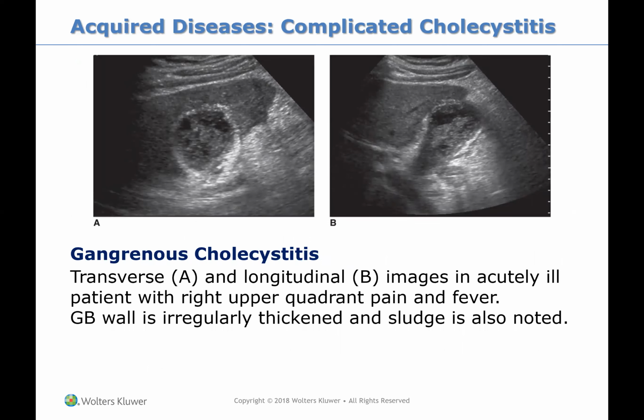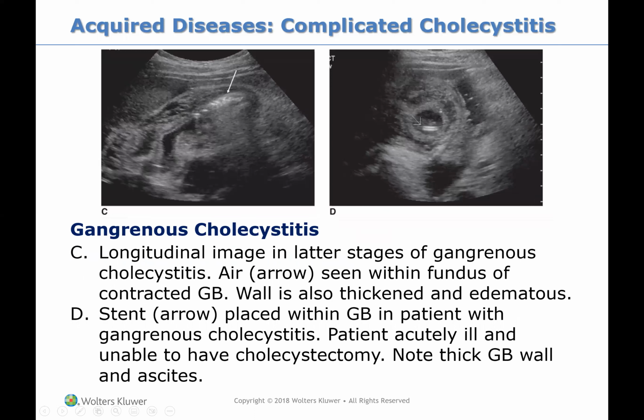This patient is acutely ill. The gallbladder wall is thickened and sludge is also noted. Here's another one. Those arrows in C, air is seen within the gallbladder. The wall is also thickened. A stent is put where the arrow is placed within the gallbladder in a patient with gangrenous cholecystitis, acutely ill and unable to have a cholecystectomy. Note the thickened gallbladder wall and ascites.